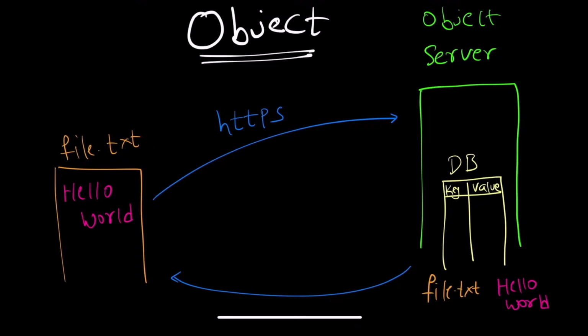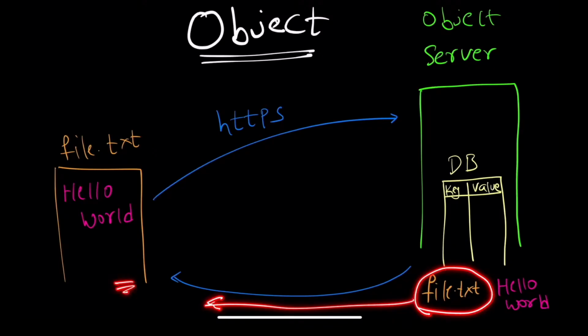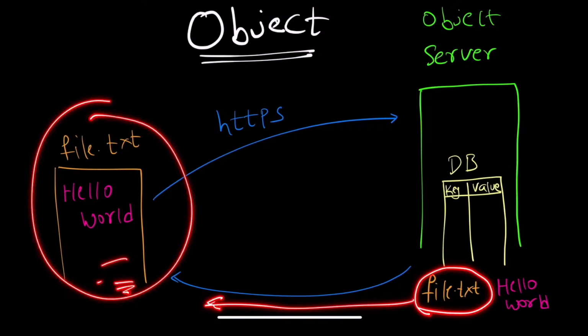But if you look at this, you are actually sending a query to the object server where you say, hey, I want to find the value for the key file.txt. On the machine it is a file because it is kept in a file system like NTFS or ext4, whatever you're using. Since it is stored in a file system, you can call it a file.